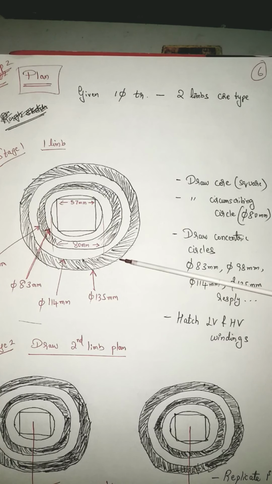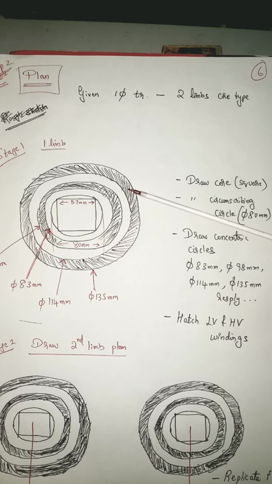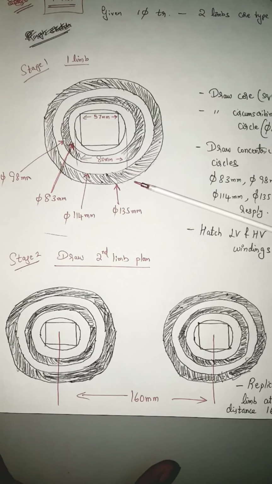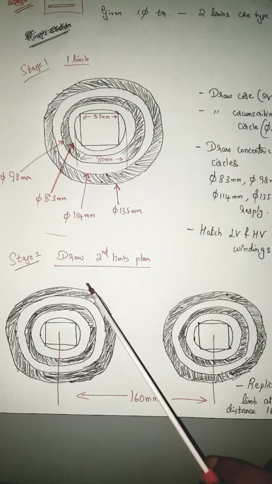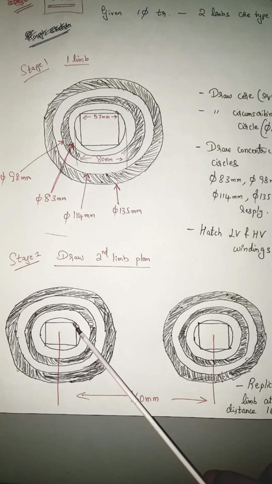So this finishes one limb, which we had already done in the previous problem. The core, nature of core was cruciform, but representing LV, HV windings the procedure was almost the same. But here in this problem, it is not just asked for one limb, but it is asked for single phase transformer. So in a single phase transformer, you will be having two limbs. So both the limbs have to be represented. That is what I have done in second step or second stage. So draw the second limb plan similar to what you have done here.